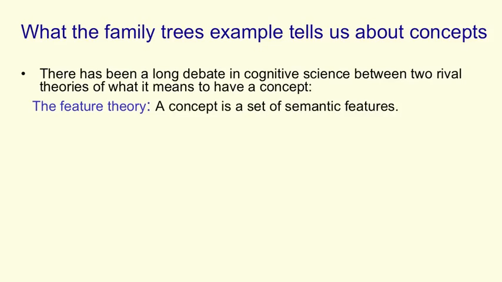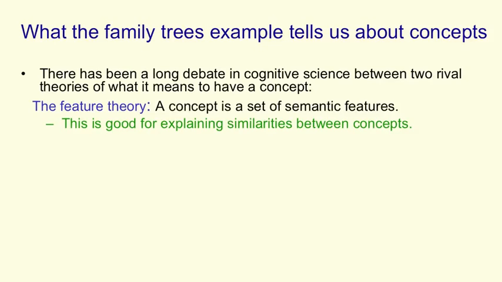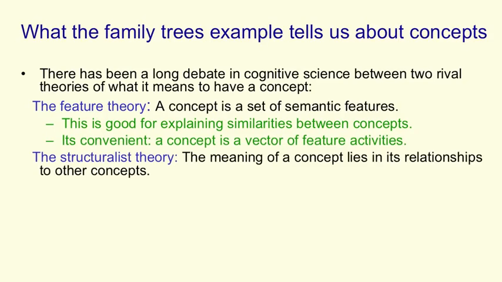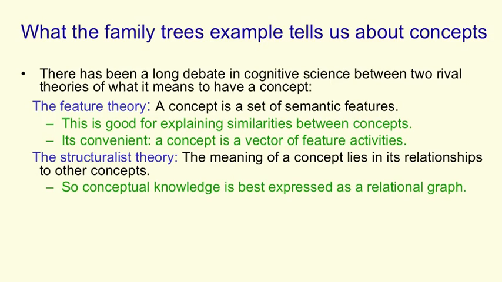The feature theory says a concept is a big set of semantic features. This is good for explaining similarities between concepts, and it's convenient for things like machine learning because we like to deal with vectors of activities. The structuralist theory says that the meaning of a concept lies in its relationships to other concepts. So conceptual knowledge is best expressed not as a big vector, but as a relational graph.